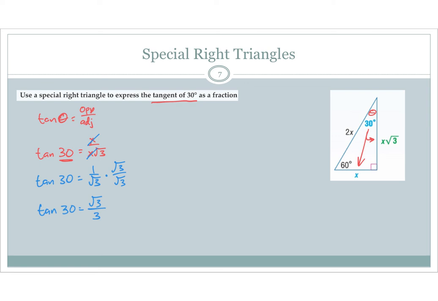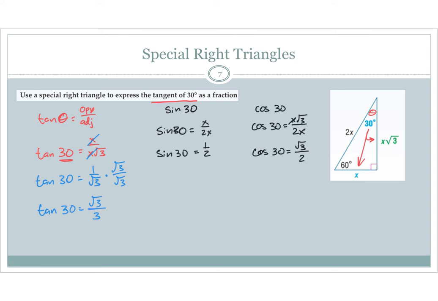All right, you guys try. What I want you to do is find sine of 30 and find cosine of 30. Go. And these are your answers.